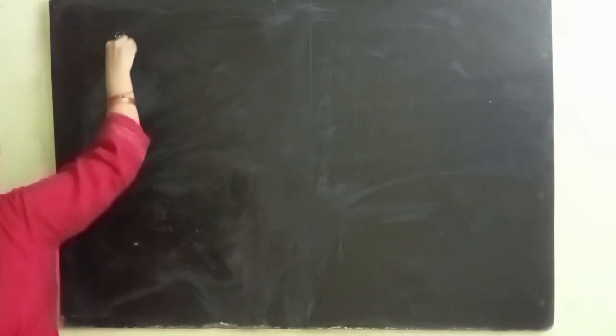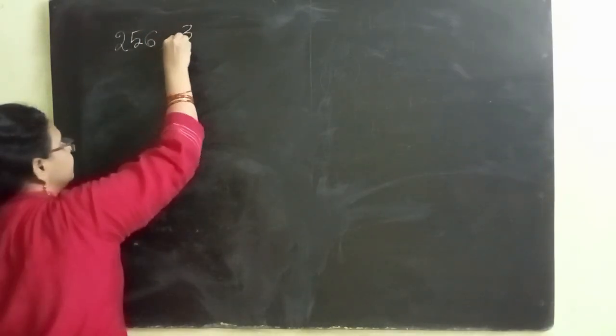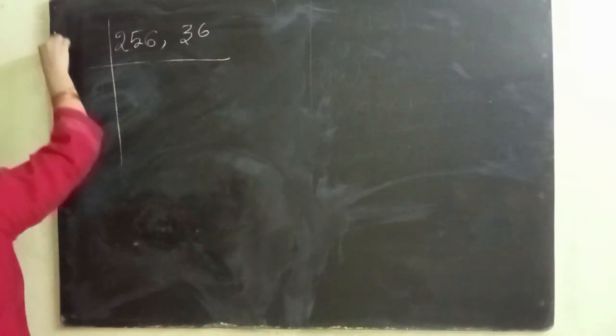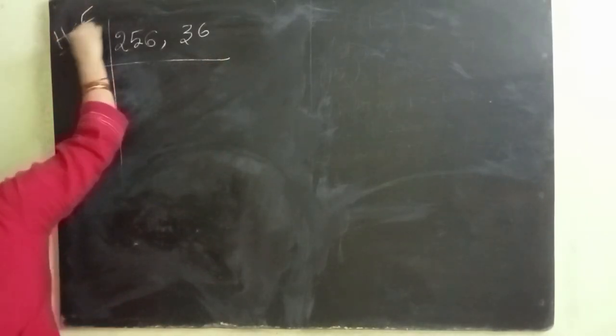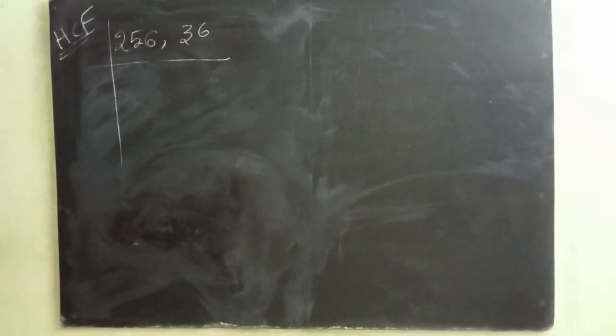256 and 36. First find HCF, next find LCM. First find the HCF of 256 and 36 by using prime factorization. Which table has these two numbers?